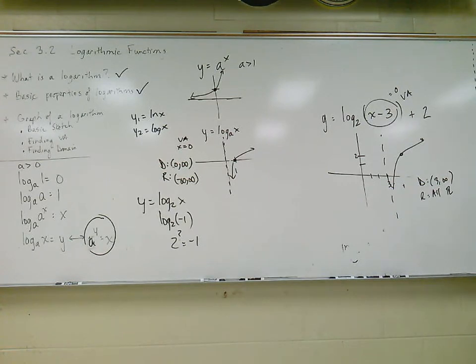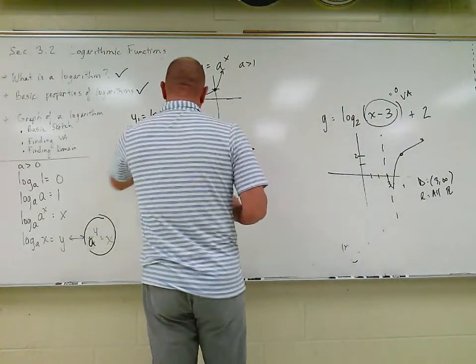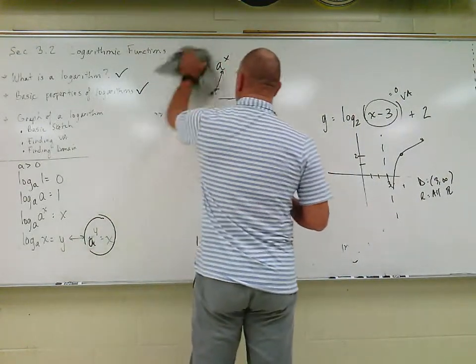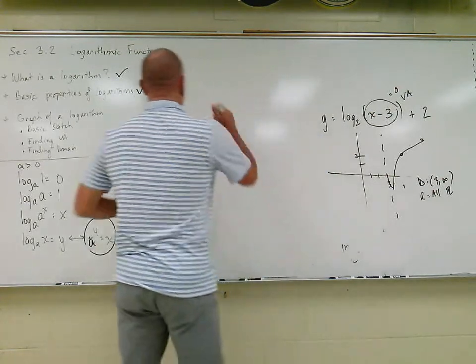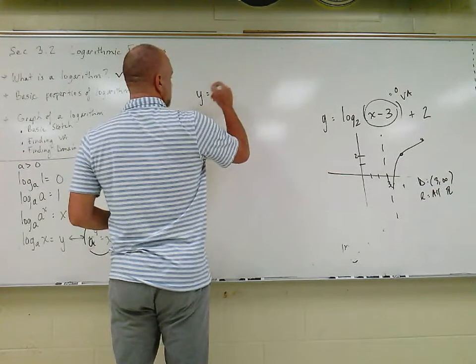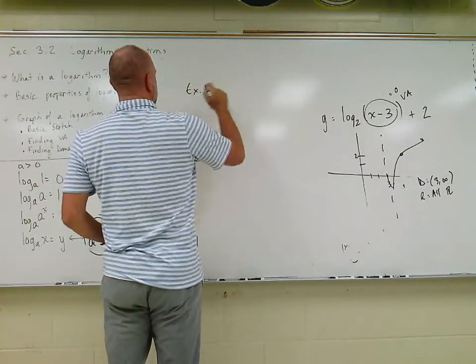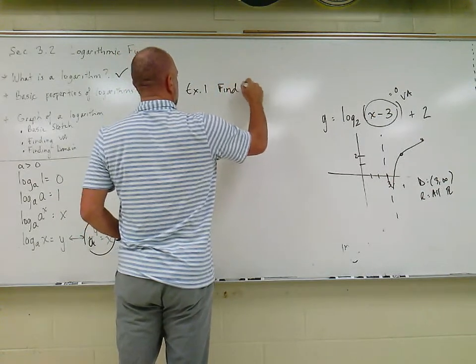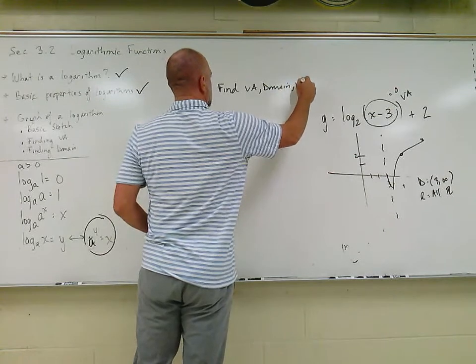What else could happen? All right, let's see. Let's make sure you're clear with finding. So I'm going to give you a basic one. I want you to find the vertical asymptote, find the domain, find the range, okay? Call this technically example 1. Find vertical asymptote, domain, and range.